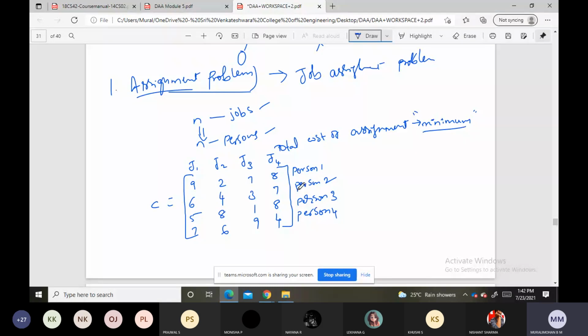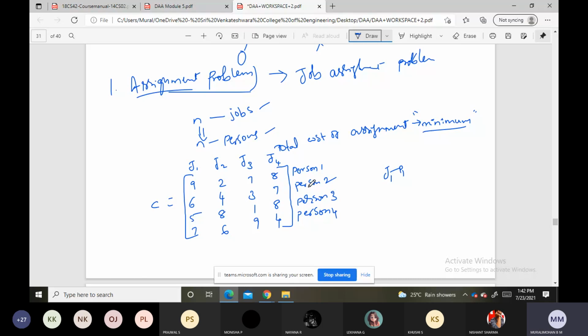You should assign these jobs to these persons such that the assignment cost should be minimum. For example, if you assign job 1 for person 1, then you cannot assign this job 1 to any of the other persons. There is no order that job 1 should be assigned to person 1, job 2 to person 2. You can assign any job to any person such that each person will be assigned only one job.